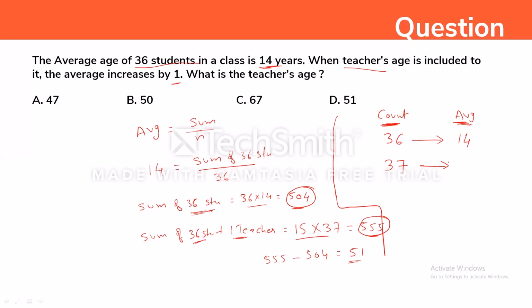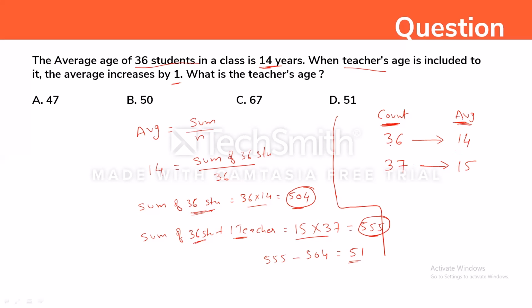Now what will be the average? Average increases by 1. Initially it is 14. Now what will be the value? It will be 15. And I hope you all are clear with this terminology. It is not as difficult to understand.